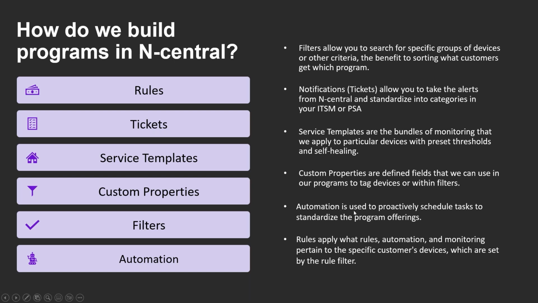Automation or scheduled tasks is used to proactively schedule tasks to standardize the program's offering, okay? For example, you have a fully managed customer or even advanced, and you want to make sure that they have common off-the-shelf software. Things like PuTTY, all the browsers, Firefox, Chrome, maybe Opera, Safari. You want to make sure that they have maybe Java or Adobe, probably not Java, but unless they're in medical, you're never going to get away from Java if it's in medical.